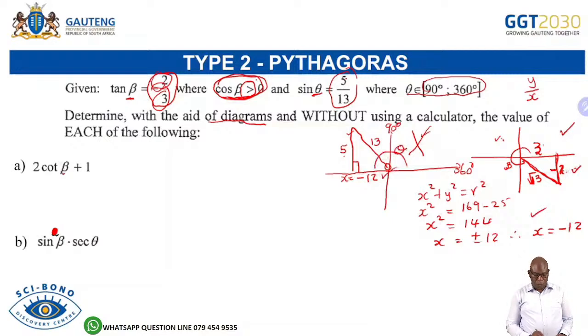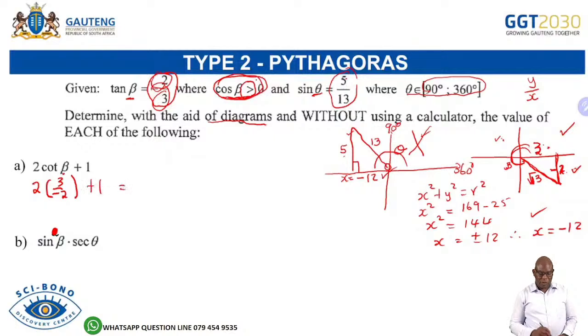So if I go to this question here, it says 2 cot beta, so I'll have 2. The cot of beta, I go to this triangle. Cot is adjacent over opposite. You remember cot is the reciprocal of tan. Tan is -2 over 3. So cot will be the opposite of that. So it will be 3 over -2.